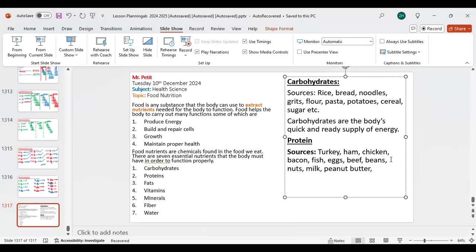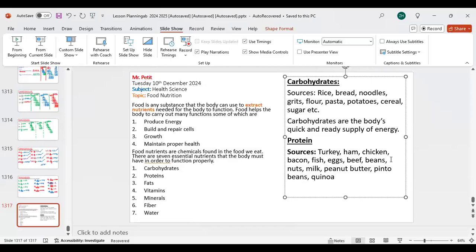If we were to iterate all of our beans, you have pinto beans, lima beans, kidney beans, all those other beans. Red beans and black beans. You also have quinoa. I don't know if I told you about quinoa, but quinoa is also a lot of protein. I mentioned quinoa to y'all before.